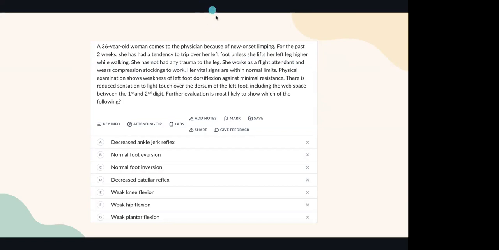Her vital signs are within normal limits. Physical examination shows weakness of left foot dorsiflexion against minimal resistance. There is a reduced sensation to light touch over the dorsum of the left foot, including the web space between the first and second digits. Further evaluation is most likely to show which of the following?